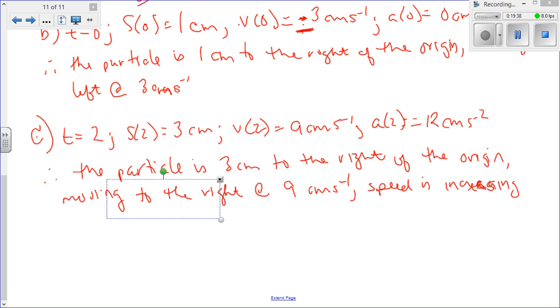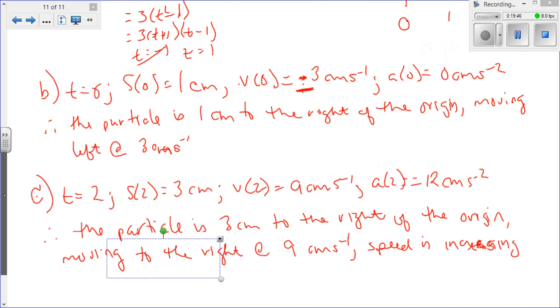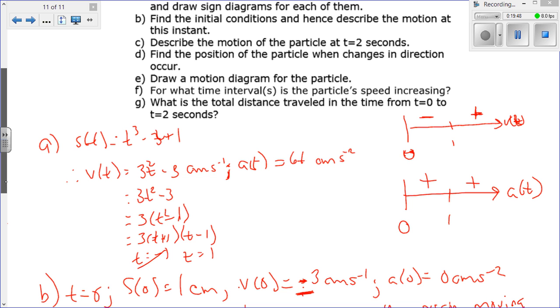And my speed is increasing because in my sign diagram, v of t and a of t after 1 are both positive. If I look back up here, v of t and a of t after 1, and my time is at 2, are both positive. And when my signs are the same, that means my speed is increasing. Between 0 and 1, my speed is actually decreasing because my signs are different.